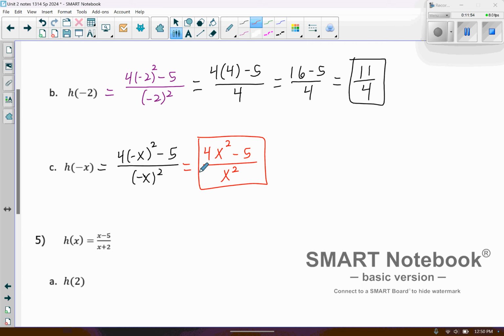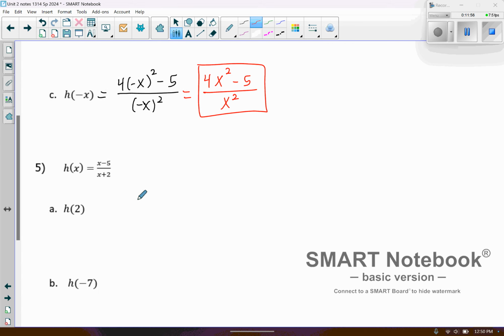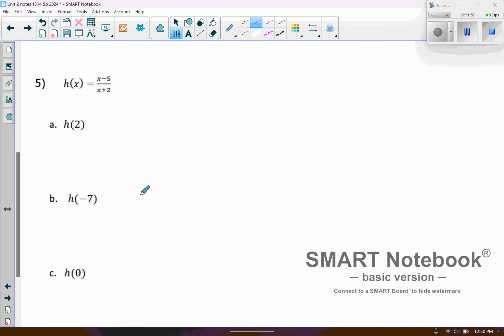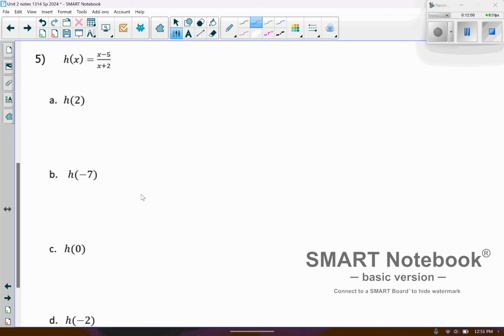This next one is not an even function, so we don't really have to worry about that here. But I do have a couple of values I want us to evaluate the function at. So let's start with 2. So let's see, 2 minus 5 over 2 plus 2. That will give us negative 3 over 4. And that's it.